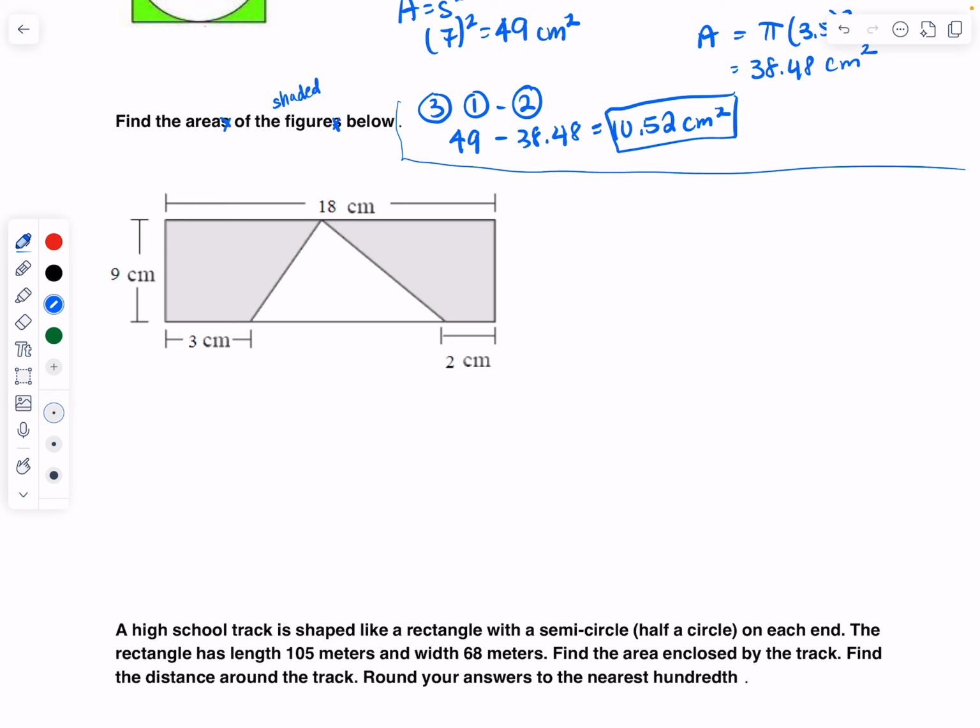All right, so we have the outside shape, which is a rectangle. And I know this is 18 centimeters. That is the length. And its width is 9 centimeters. So if I find the area of that, area equals length times width. So 18 times 9.